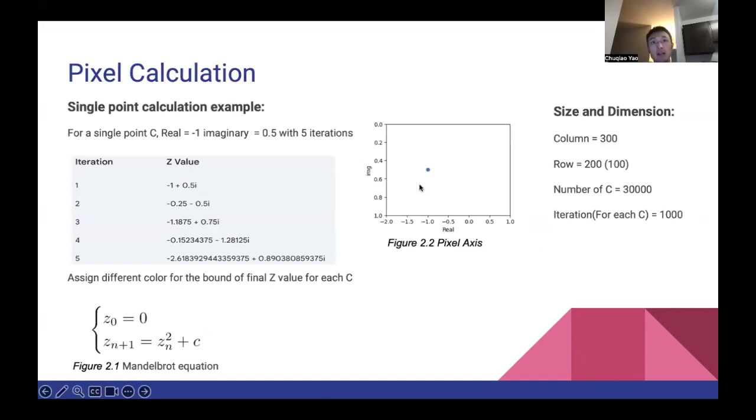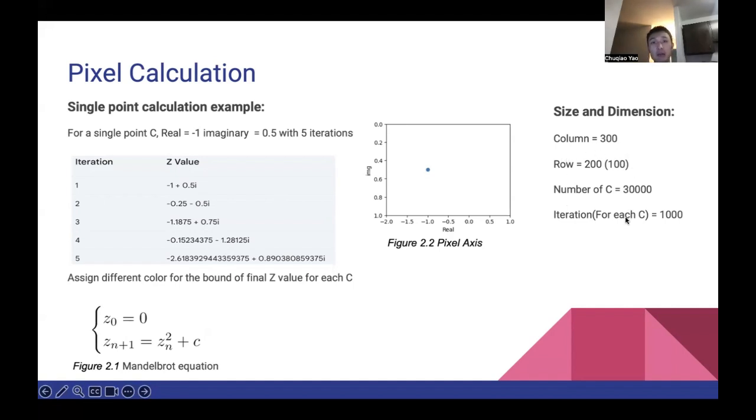So moving to the next slide, let's consider a specific example. Suppose we have a complex number with a real part of -1 and an imaginary part of 0.5, as shown in the figure over here. Applying the Mandelbrot equation iteratively, we can generate the corresponding z-values as shown in the table over here. As the number of iterations increases, the z-value either converges or diverges. The Mandelbrot set includes all points of C where the value converges to a boundary, and we assign different colors for them.